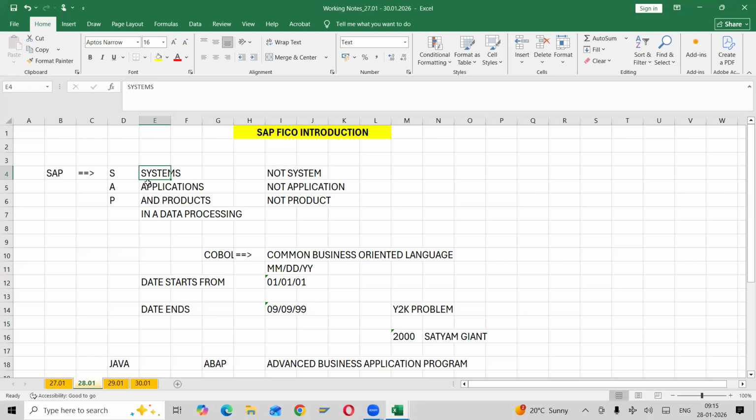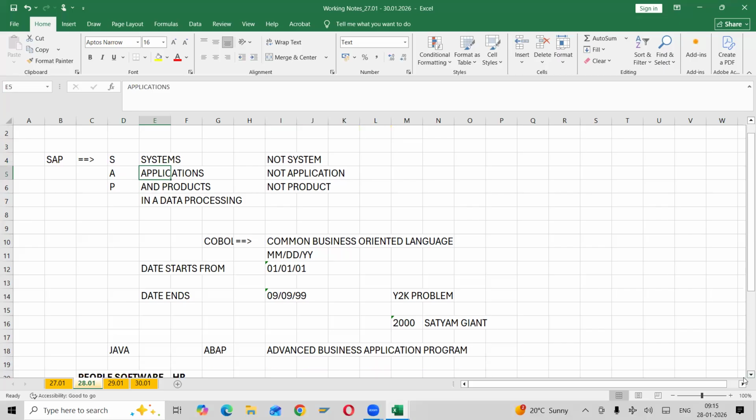When I say systems, it can communicate not only with one system, it is able to communicate with a number of systems. So that is the reason never ever say the S stands for system. It's systems. Clear? The abbreviation makes it very clear. What is SAP? Right? Next one, application. Again, application and applications.